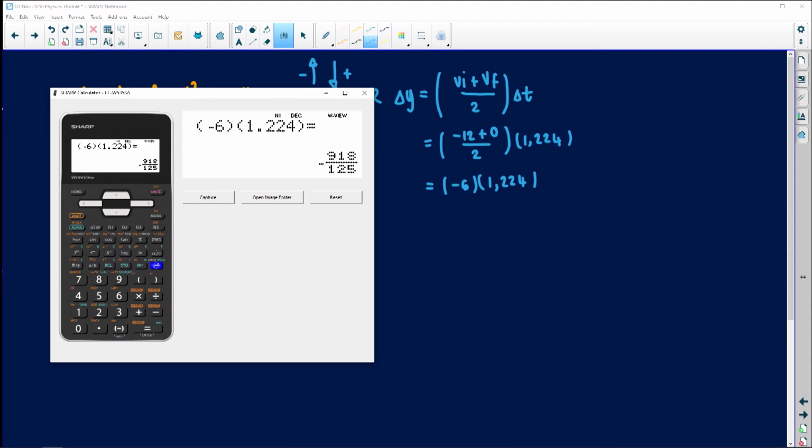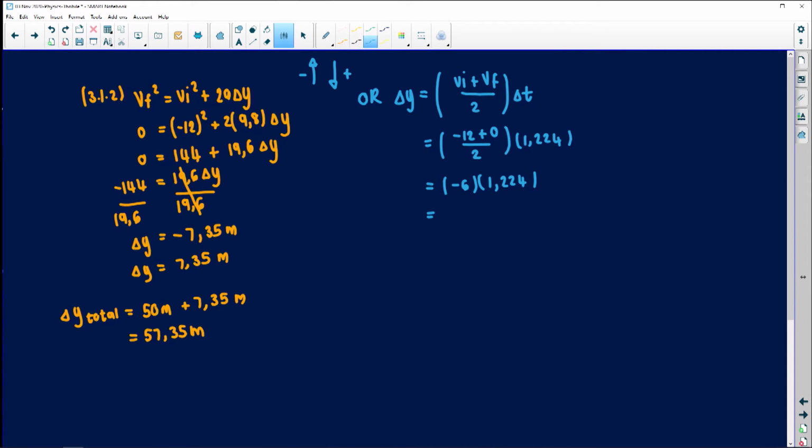Just change that again. So that will be 7.34. Remember, they said from the ground. So I'm going to say delta Y total because the ground was used as a frame of reference. The building was already 50 meters high, and the thrower threw it another 7.34 meters in the air, and that will give you 57.34 meters. That is another way you could have done it.